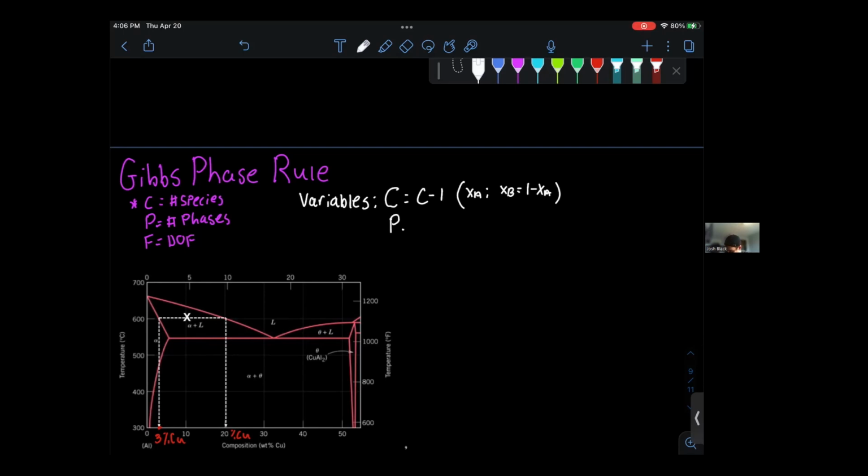We also have each phase, and we have temperature and pressure. So the number of variables corresponds to each phase multiplied by the composition, and the temperature and pressure. Temperature and pressure are always there, so those can just be the number 2. We're going to add that to our composition, C minus 1. So we get C plus 1 for our number of variables.